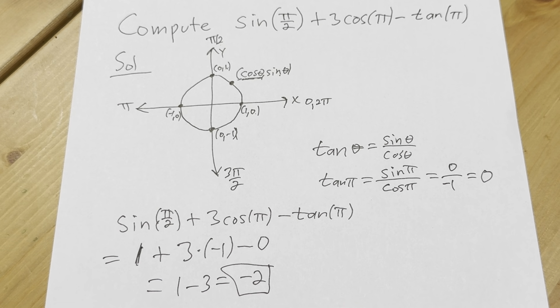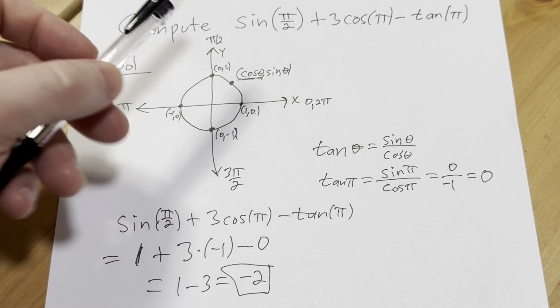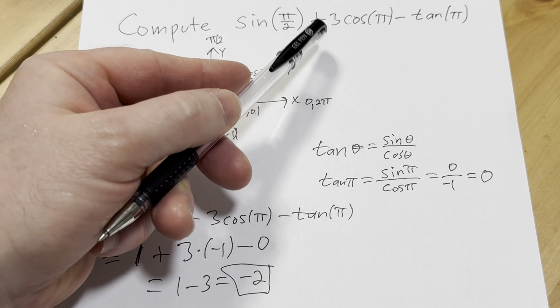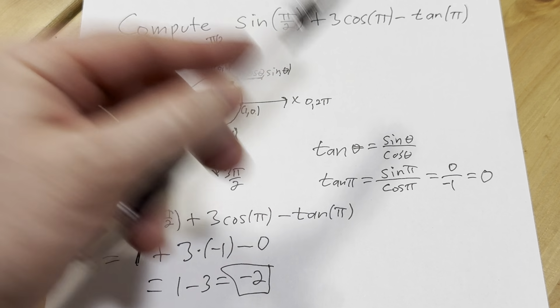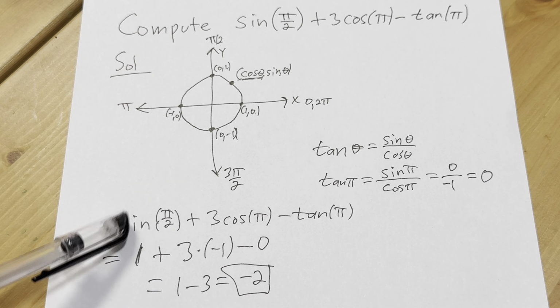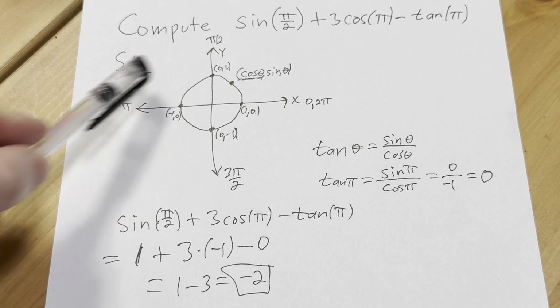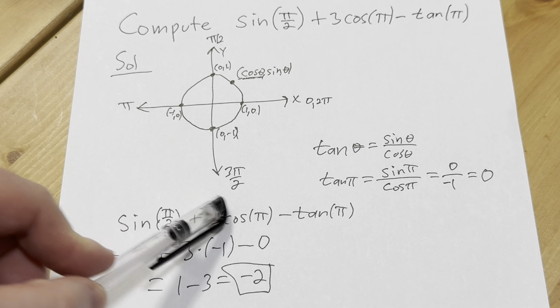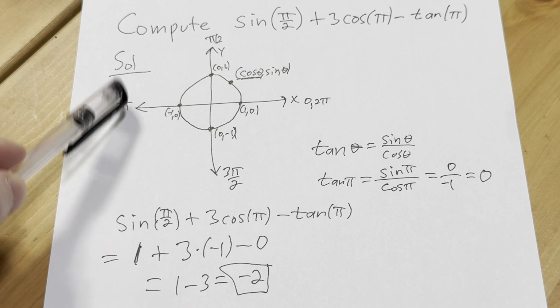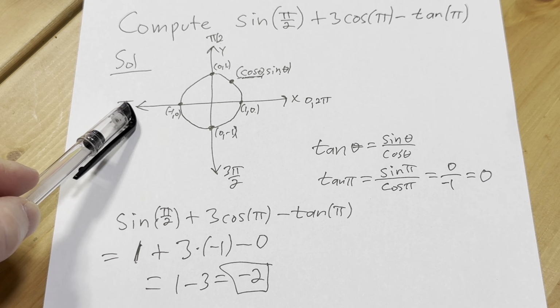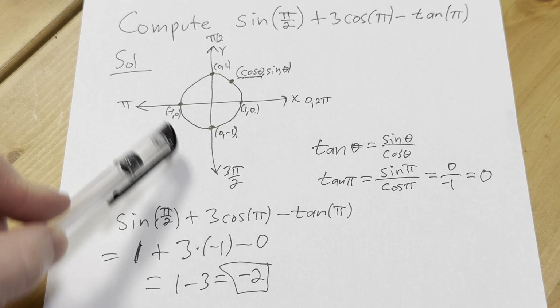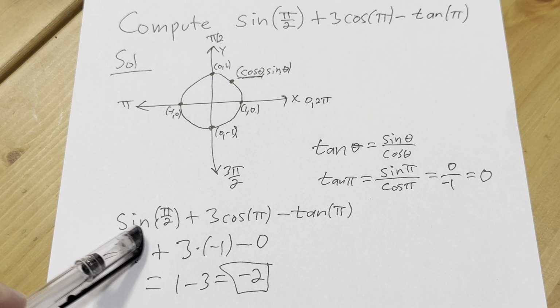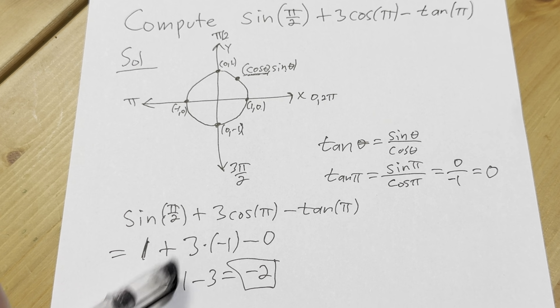Let's go over it really quickly one more time. The original question is to find sine of pi over 2 plus 3 times cosine of pi minus the tangent of pi. Sine of pi over 2: to find this, you simply go to the unit circle, pi over 2. What's the y-coordinate there? 1. Boom, that's the answer. Plus 3 times cosine of pi: you go to pi. You say, okay, cosine is the x-coordinate. What's the x-coordinate at pi? -1. Boom, there it is. So you get 1 plus 3 times -1, which is 1 minus 3, which is -2.